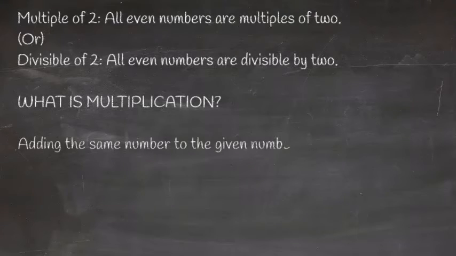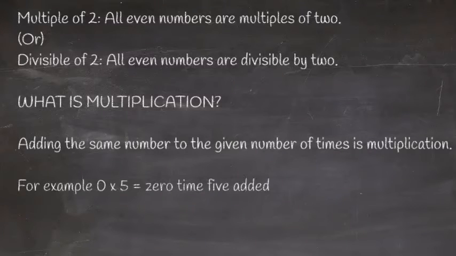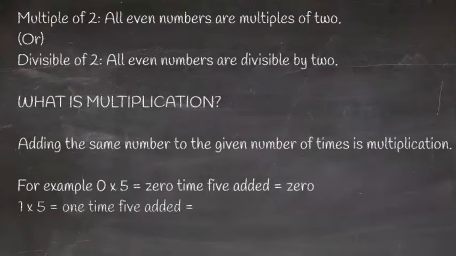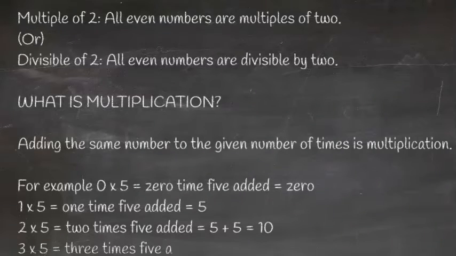For example, 0 into 5. 0 times 5 added is 0. 1 into 5. 1 times 5 added is equal to 5. 2 into 5. 2 times 5 added. 5 plus 5 equals 10. 3 into 5. 3 times 5 added. 5 plus 5 plus 5 is equal to 15.